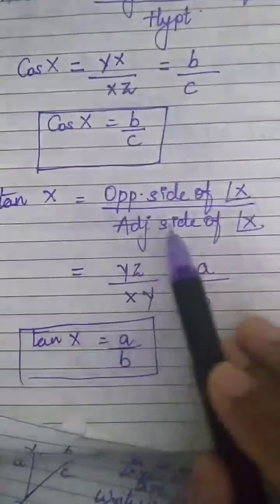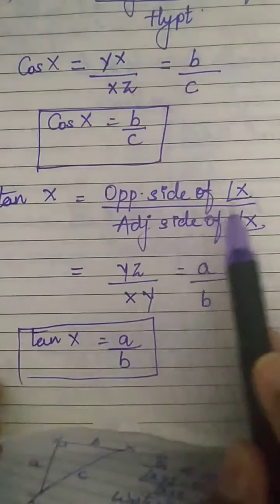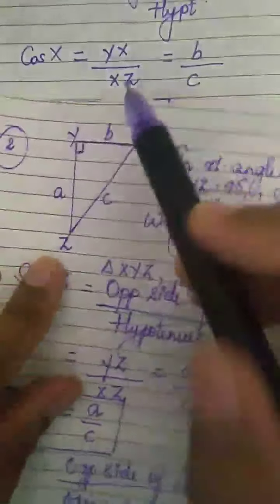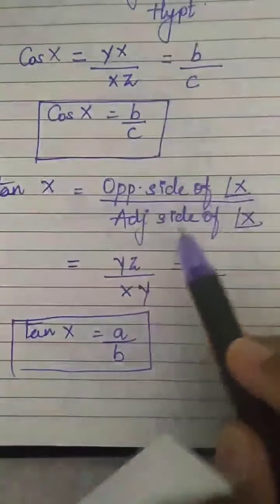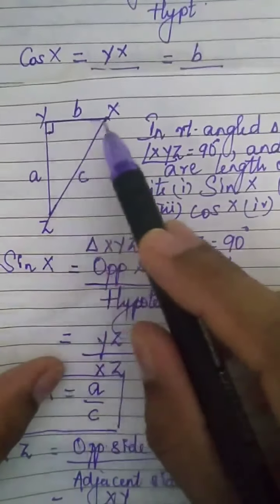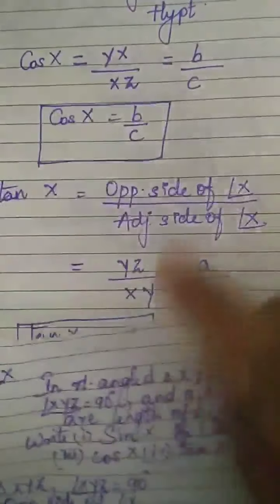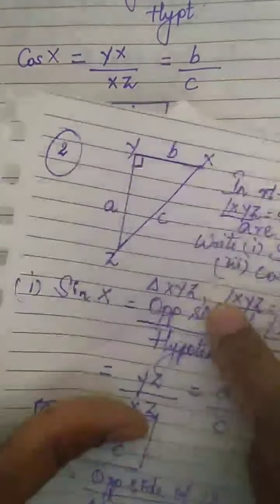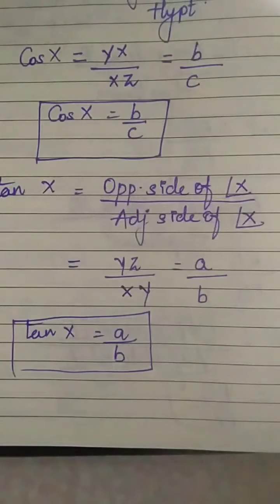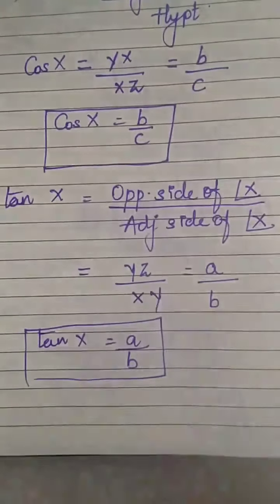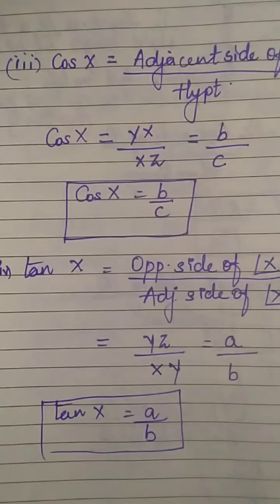Formula for tan is opposite side of angle x upon adjacent side of angle x. Angle x's opposite side is YZ, and the adjacent side of angle x is XY. YZ is A and XY is B. So we got the answer as tan x is equal to A upon B. Okay, so you all got the answer correctly, I hope so.